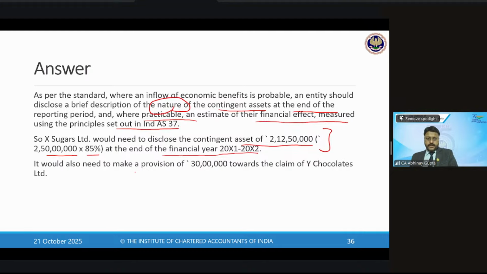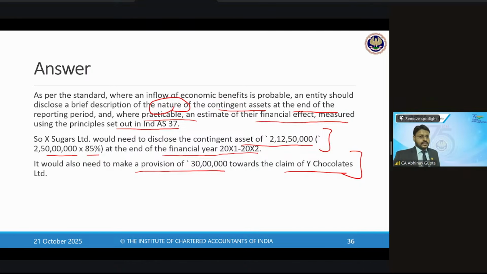Furthermore, it will make a provision of rupees 30 lakh towards the claim of the white chocolates, right? As per the provision. So two disclosures, one the provision, another the contingent asset. Now to Ayush's point that it will be a liability, not the provision. No, it will be a provision only, because it can still be disputed by the sugar company saying that we have transitioned, but because of something which was not in our control, the truck fell into the river from the bridge and the sugar got spoiled, hence we are not liable to pay 30 lakhs.